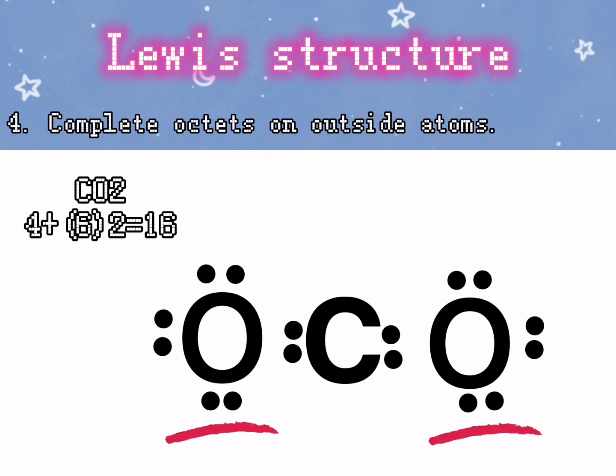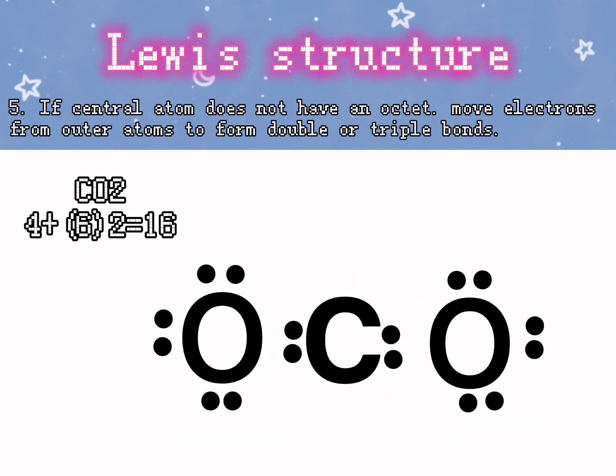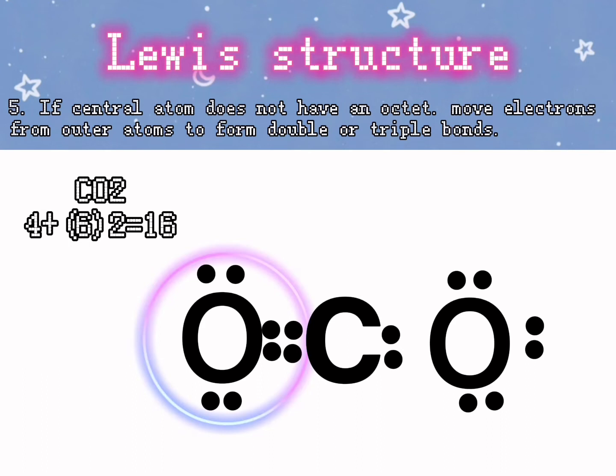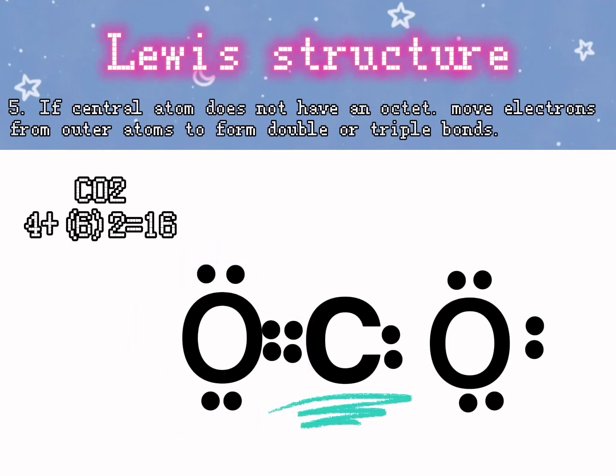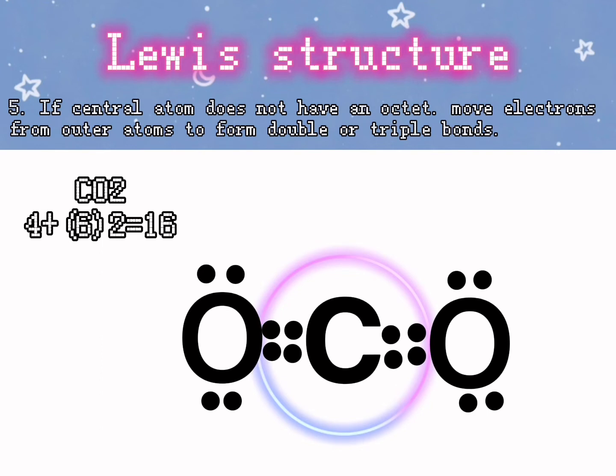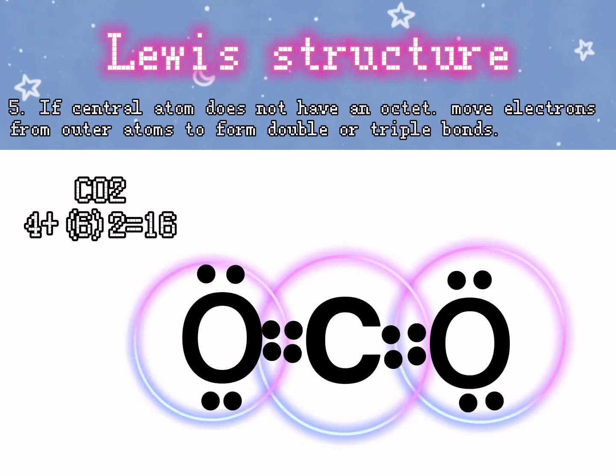As you can see, the 2 oxygens already achieve octets, but the carbon at the center doesn't. So at the fifth step, if the central atom does not have an octet, move electrons from outer atoms to form double or triple bonds. So we will move these 2 right here. As you can see, our oxygen still achieves an octet, but the carbon only has 6 valence electrons, so we will move these 2 here. So now our carbon has 8 valence electrons and achieves an octet. And still our 2 oxygens have an octet.